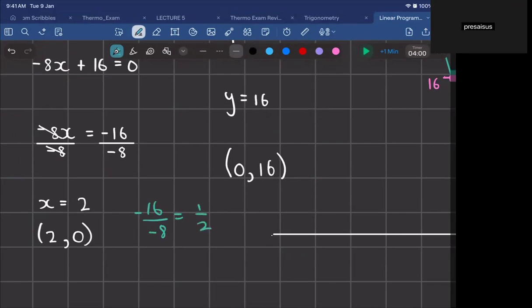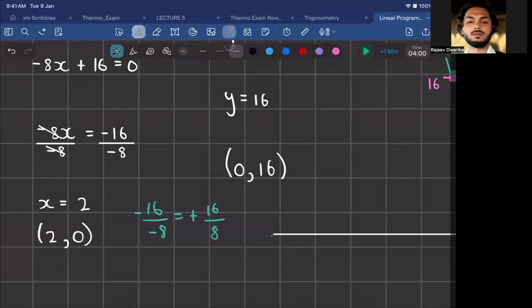Yes, sir. Okay, let me try to understand what's going on there, Perseus. Let's see what happened in there. First of all, a negative divided by a negative is a positive, sir. So you write plus 16 over 8. Perseus, do you think 16 is a half of 8?